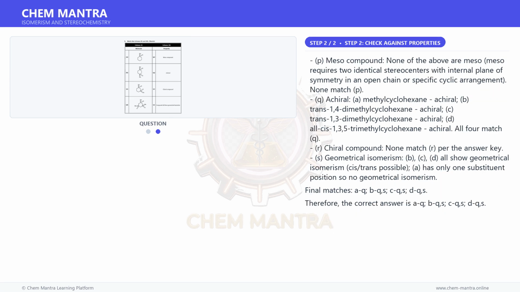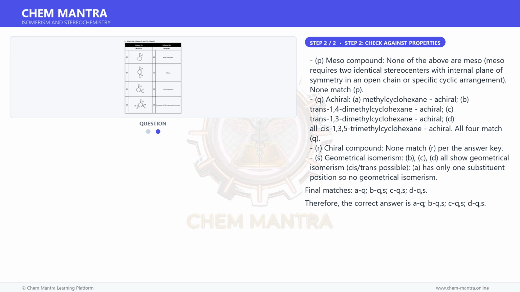And for the final step, P, meso compound. None of the above are meso. Meso requires 2 identical stereocenters with an internal plane of symmetry in an open chain or specific cyclic arrangement. None match P.